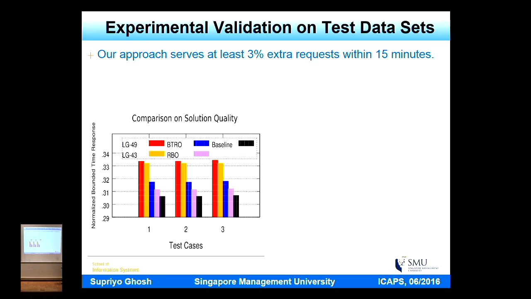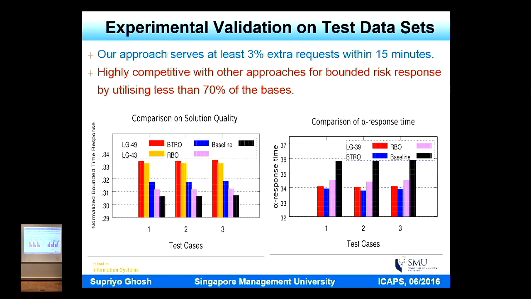So as you can see, for all the cases, our approach significantly outperforms all the other benchmark approaches, and in all the cases we can serve at least 3% extra requests within 15 minutes while utilizing significantly fewer bases. In the case of the risk-based objective, the interesting point to note is that our approach converges with only 39 bases, where all the other approaches are utilizing 58 bases. So by utilizing less than 75% of the bases, our approach is either highly competitive with the other benchmarks or significantly outperforms the baseline approach.